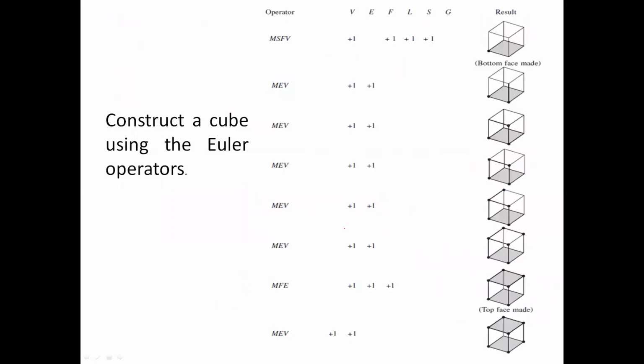Now, let us take a very simple example of constructing a cube with the help of Euler operators. The first command we are making is make a shell, a face, and a vertex. So we have defined this vertex, and we have defined a shell. When you define a vertex, it gives you a point in a 3-dimensional plane.